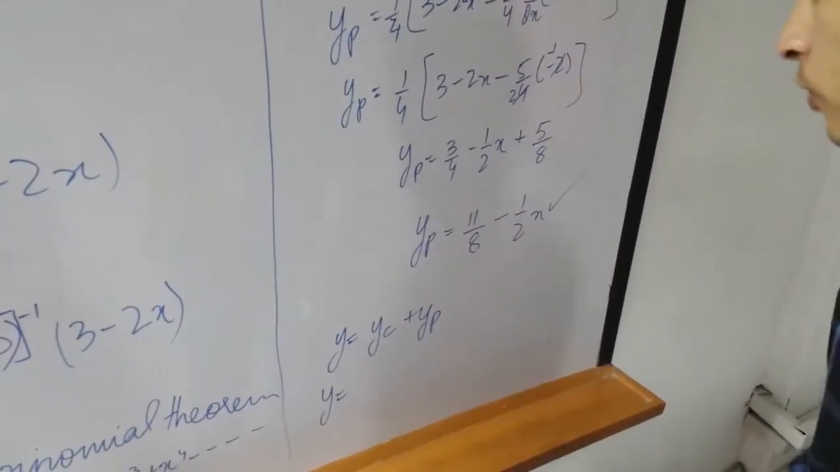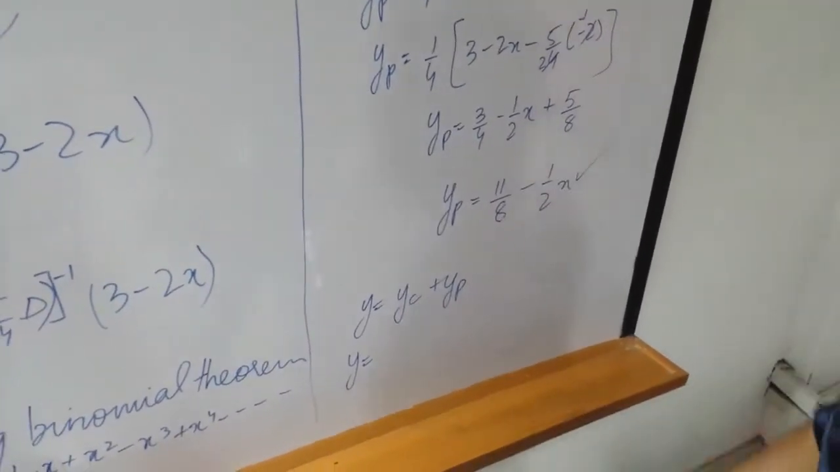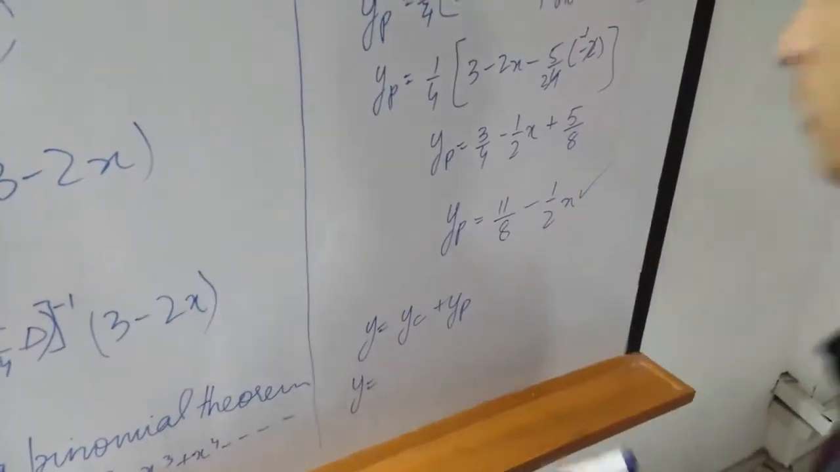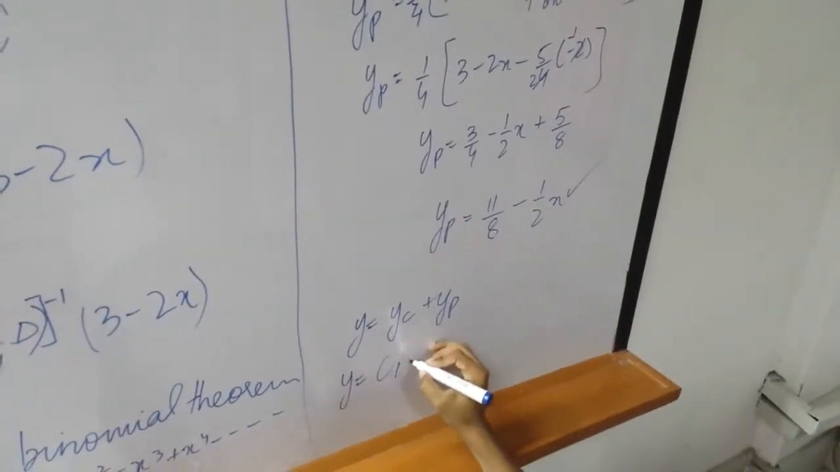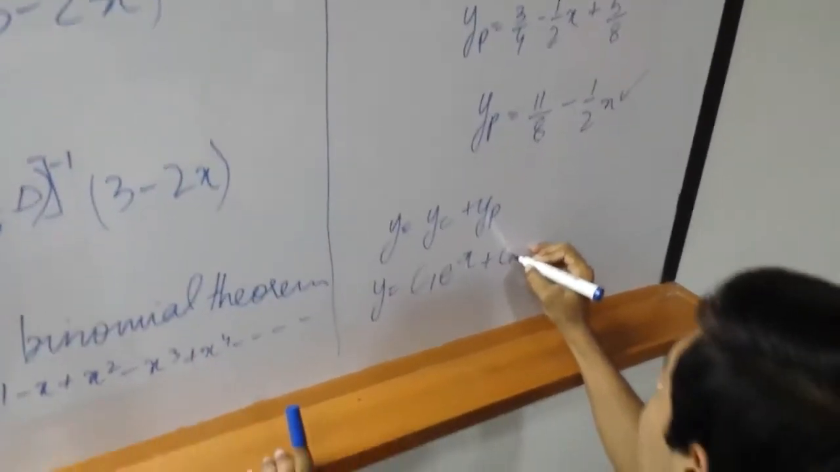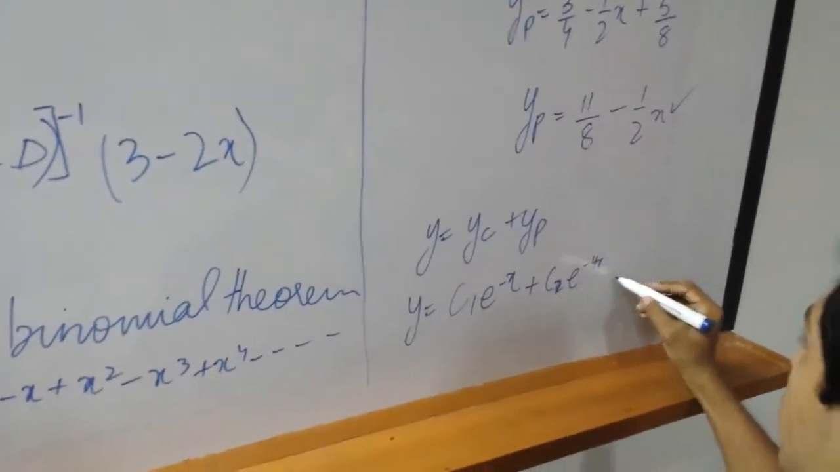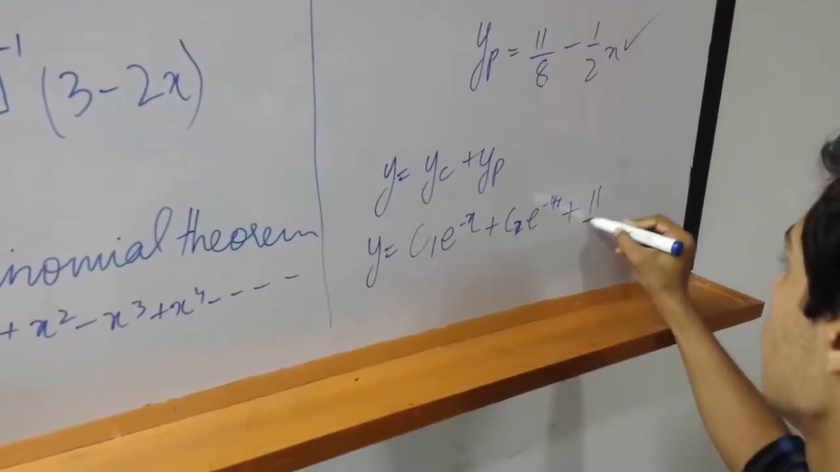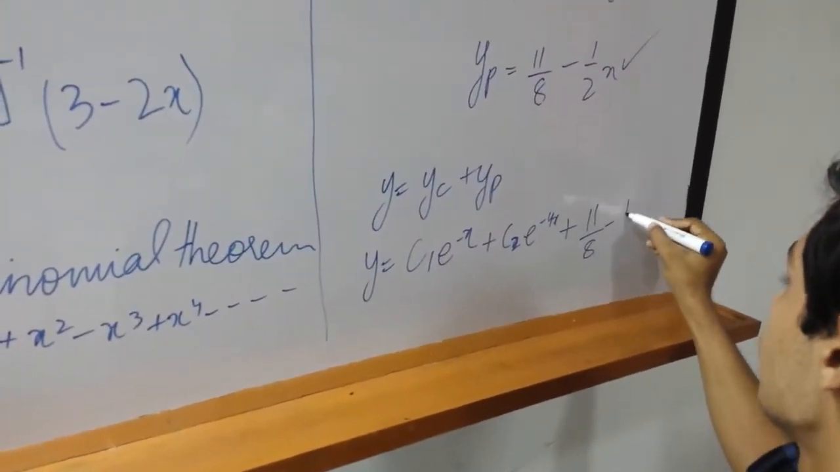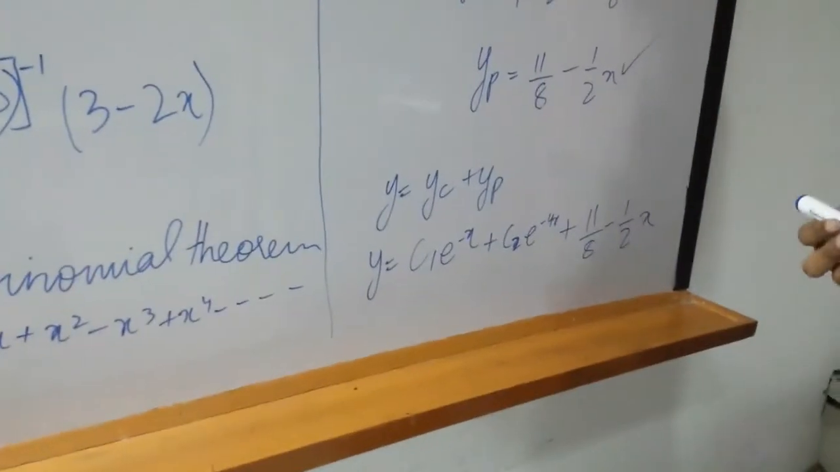So the solution of this equation is y equal to yc plus yp. Our yc is c1 exponential minus x plus c2 exponential minus 4x, plus 11 upon 8 minus 1 upon 2x. So this will be the solution of our differential equation.